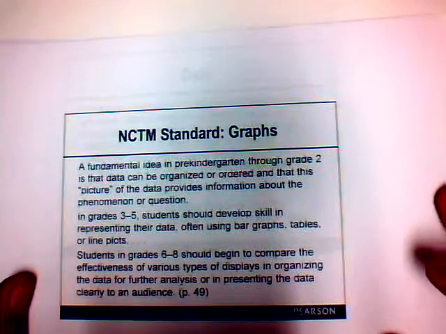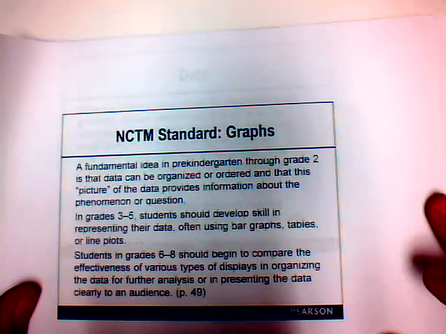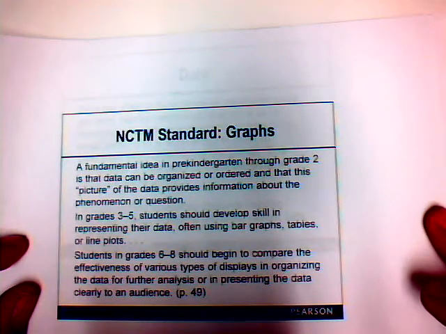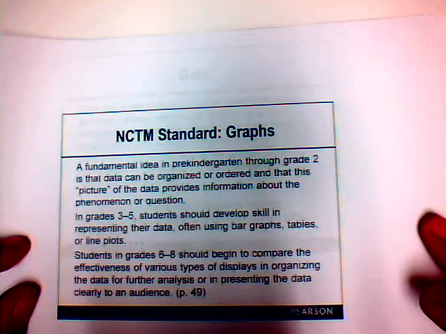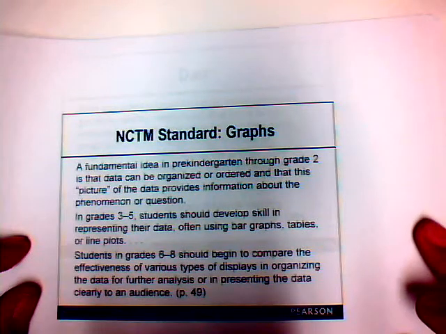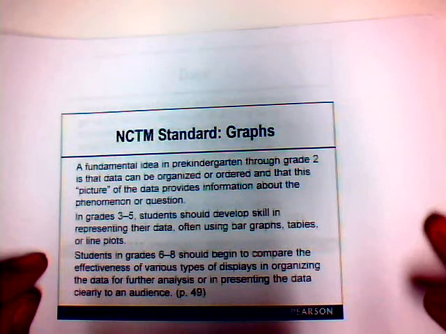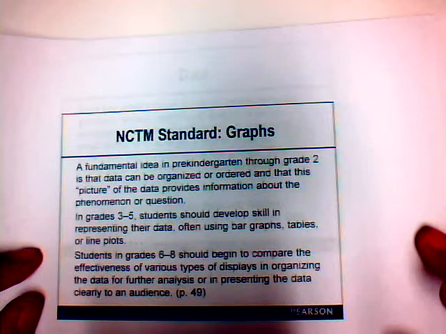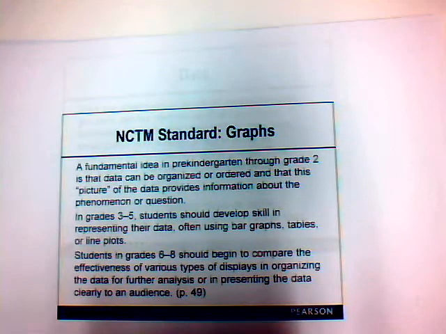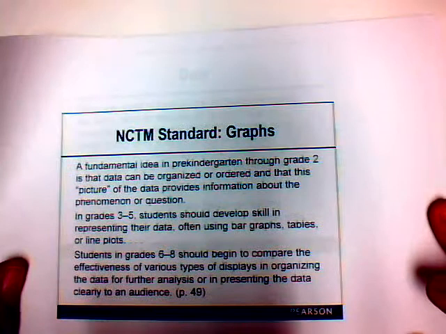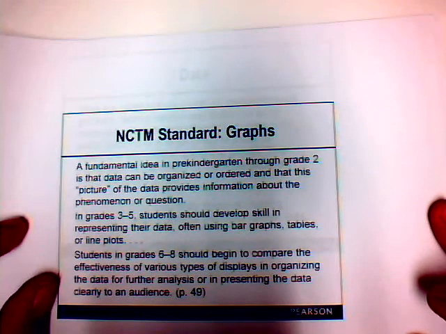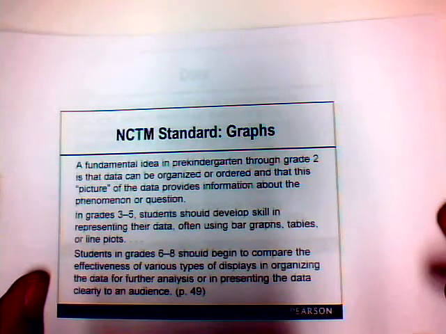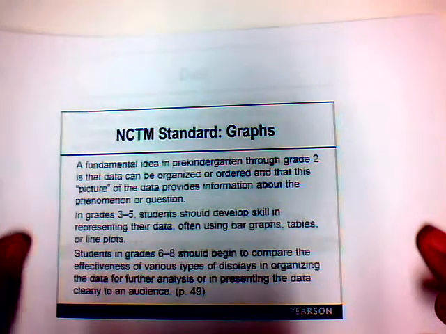A fundamental idea in pre-kindergarten through grade 2 is that data can be organized and ordered, and that this picture of the data provides information about the phenomenon or question. In grades 3 through 5, students should develop skills in representing their data, often using bar graphs, tables, or line plots. And also, students in grades 6 through 8 should begin to compare the effectiveness of various types of displays in organizing the data for further analysis or in presenting data clearly to an audience.